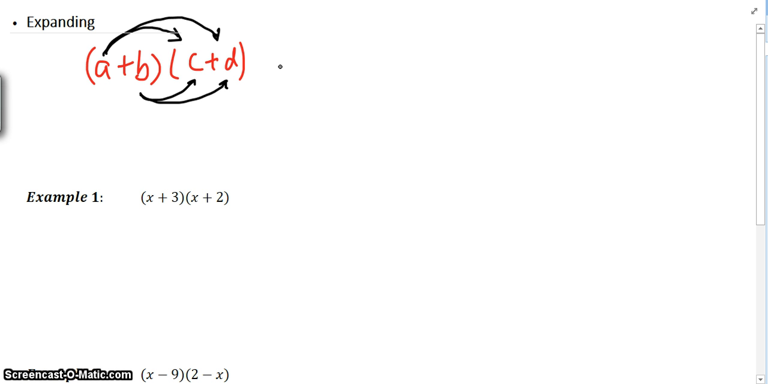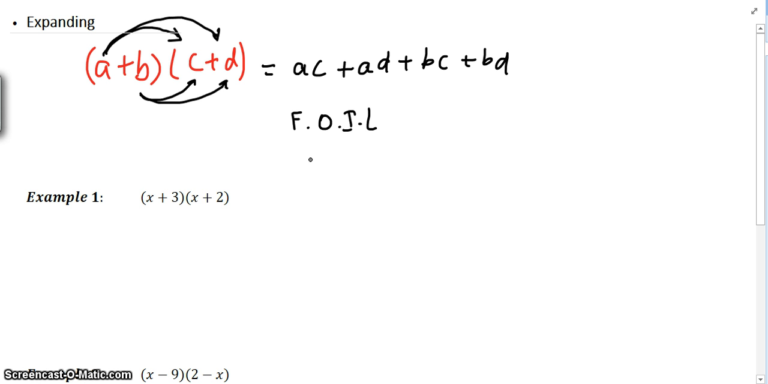And what that results in, if you calculate all of that, is ac plus ad plus bc plus bd when you multiply and expand all those terms. A good way to remember which order it goes in is by using the acronym FOIL, and this just means first, outside terms, inside terms, and the last terms of each bracket.